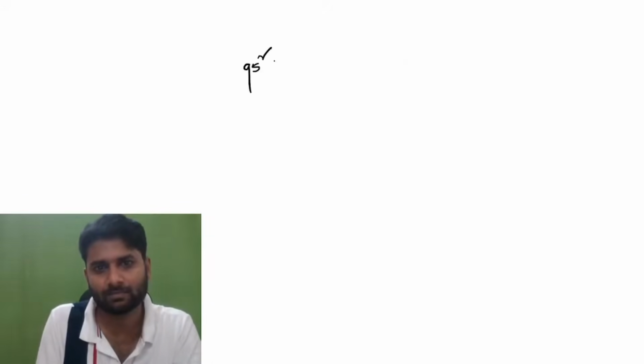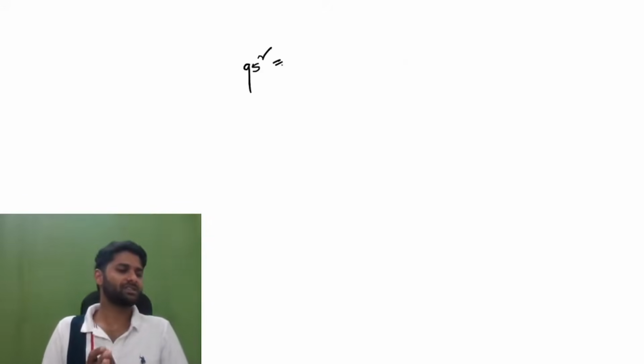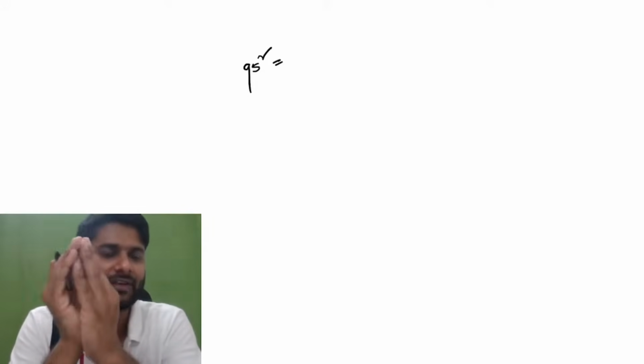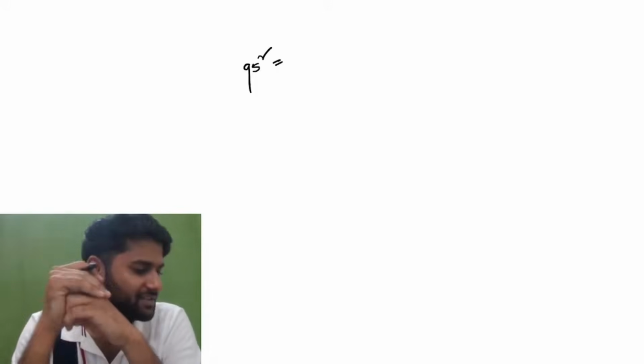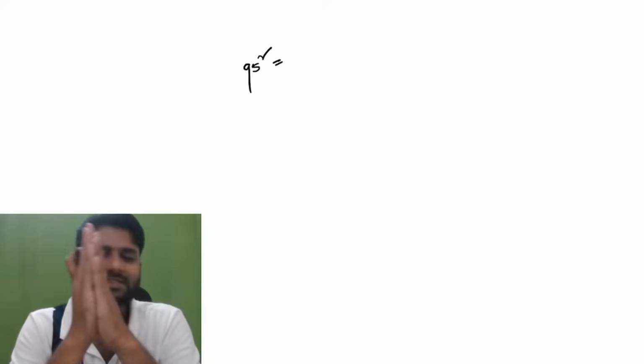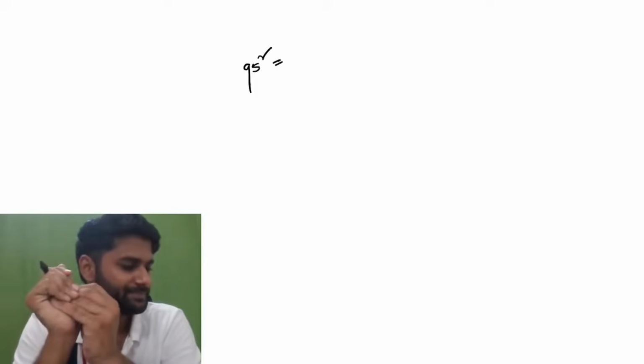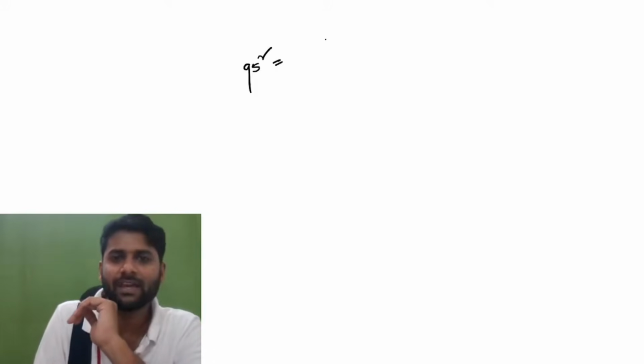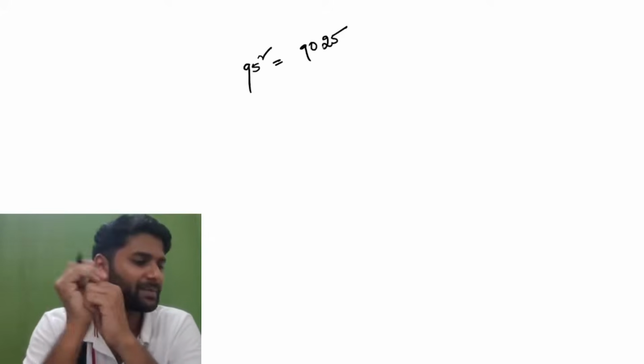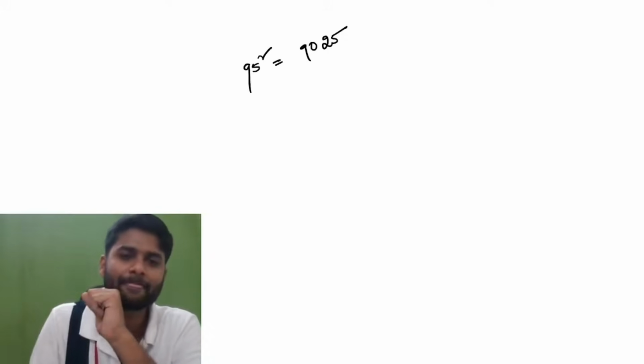Can anyone write your answer in the comment section? What is the 95 square value? 95 square is equal to how much? Yes, very good. 5 square's last two digits are 25, the next number of 9 is 10, 9 into 10 is 90, then the resultant becomes 9025.